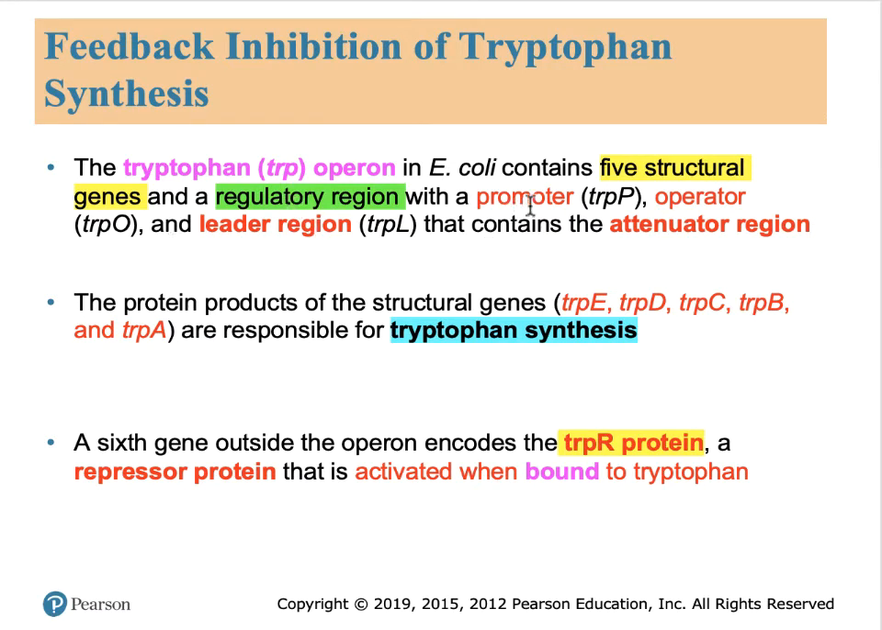And the names used are similar. We have the trpP, that stands for the promoter region, the trpO, which stands for the operator region, and the trpL, which stands for the leader region. The 5 structural genes are labeled trp something, and they're actually labeled backwards, E, D, C, B, and A, with regard to their positioning along the operon. And they're responsible for producing the enzymes necessary for taking the raw material and converting it to the amino acid tryptophan. There's a 6th gene which resides outside the operon, and that's called the trpR, for repressor. And that protein, product of the gene, is important in binding to tryptophan to do something, as we'll learn shortly.